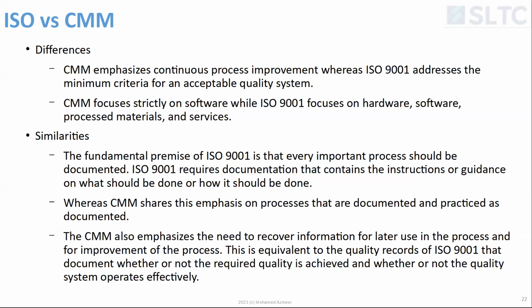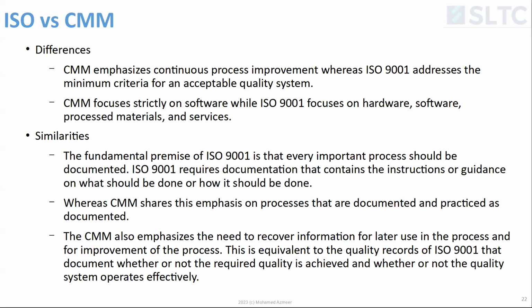Right, now we looked at ISO, we looked at CMM. Now let's look at the similarities of these two. Are they same? Are they different? Now if you take the differences, this is very important. CMM emphasizes continuous process improvement, whereas ISO 9001 addresses the minimum criteria for an acceptable quality system.